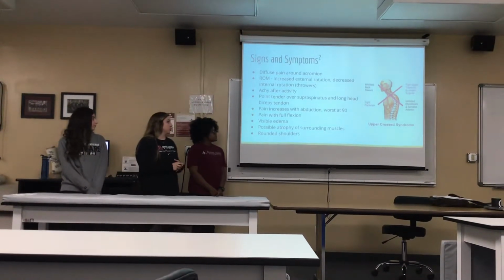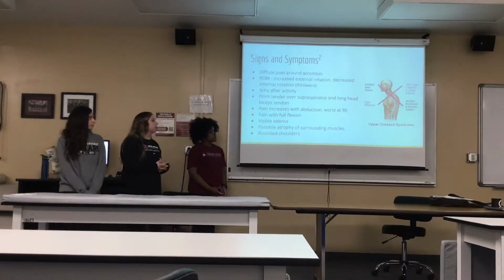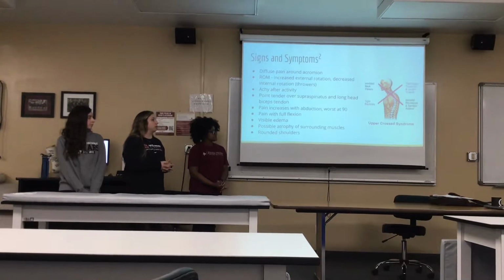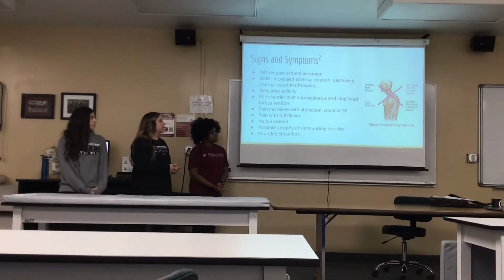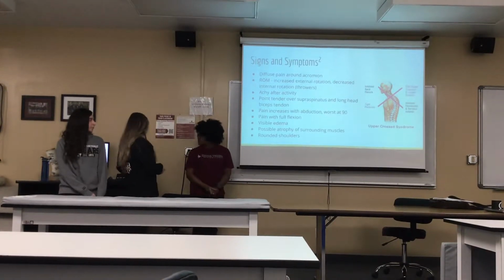And then rounded shoulders, so this upper cross syndrome that we've learned quite a bit about: the inhibited neck flexors, the inhibited rhomboids and serratus, and then the tight pecs and facilitated upper trap and levator.